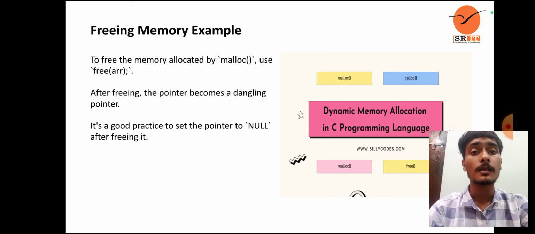Freeing memory example. To free the memory allocated by malloc, use free(array). After freeing, the pointer becomes a dangling pointer. It's a good practice to set the pointer to NULL after freeing it. Moving to next slide.